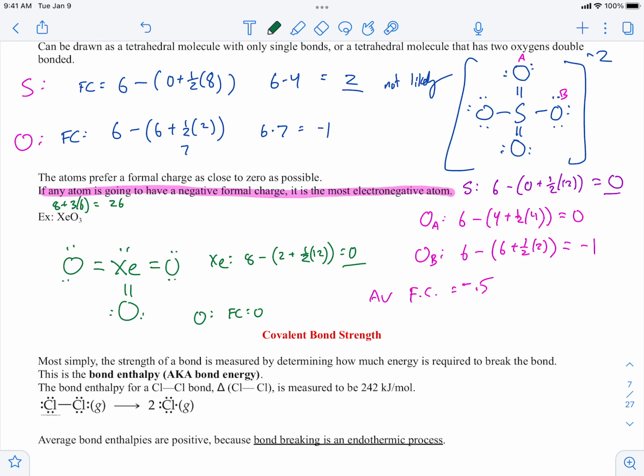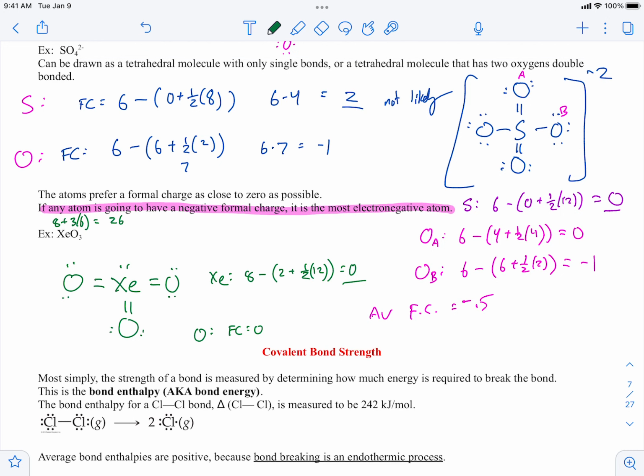Let's see how it would look if we had a single bond on one of the oxygens. So if it looked like this, all right, that's still 26 electrons. Let's see, 2, 4, 6, 8, 9. Our xenon formal charge in this instance would be 8 minus 2 plus half of 10, right? So 8 minus 7 would give you a formal charge of 1. That's worse. Positive formal charges are no good. So it's not this.